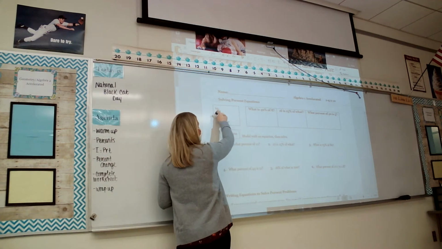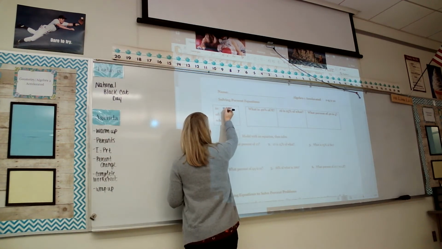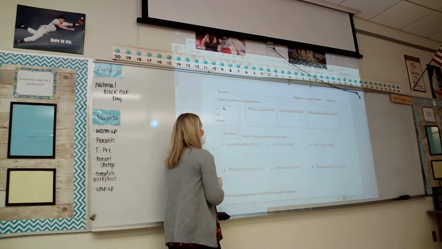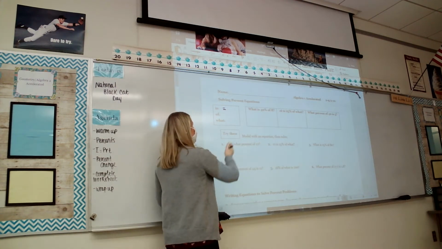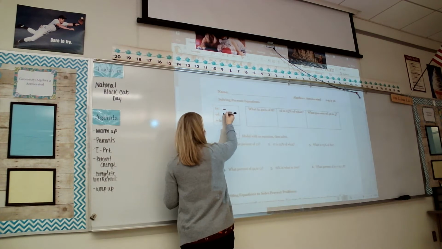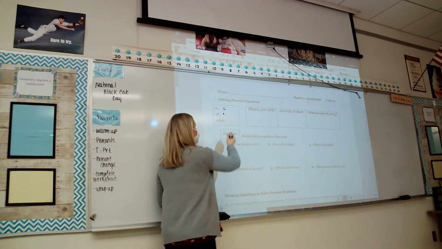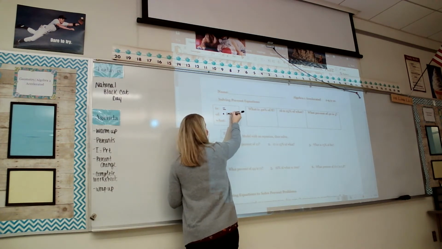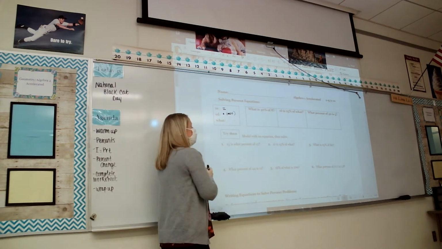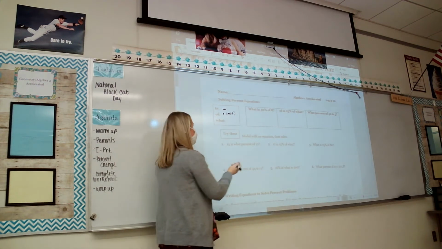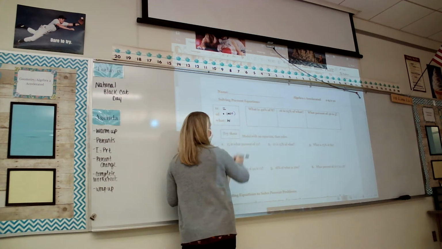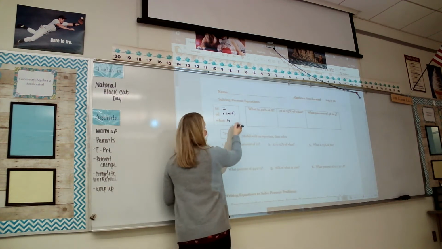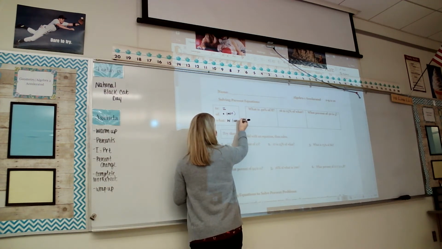So when I see the word is, I'm going to put the symbol equals. When I see the word of, I'm going to put multiplication. So I'm just going to put a little dot for multiplication. Is not multiplication. And when I see what, I'm going to put a variable. I was just using W because what starts with W. It's kind of crazy there. But you can use X. You can use whatever you please.